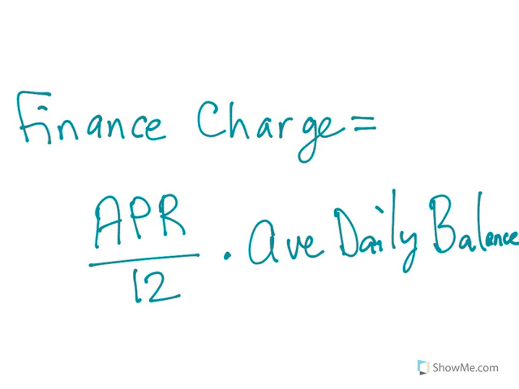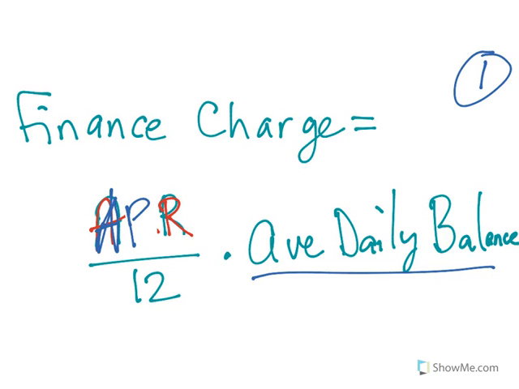All right. So how do we find a finance charge? Well, the finance charge is found by taking your annual percentage rate and dividing by 12. The reason we divide by 12 is because we make these payments monthly. So the annual percentage rate divided by 12 multiplied by the average daily balance. Again, remember, there are 4 ways to calculate a finance charge. This is just one of them.